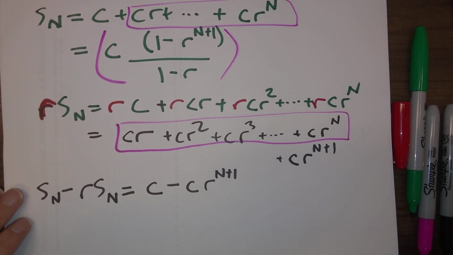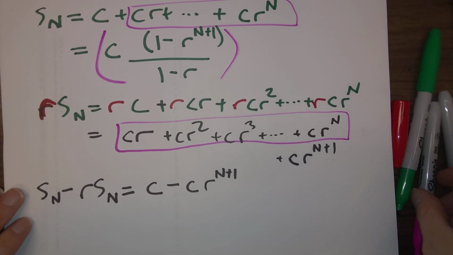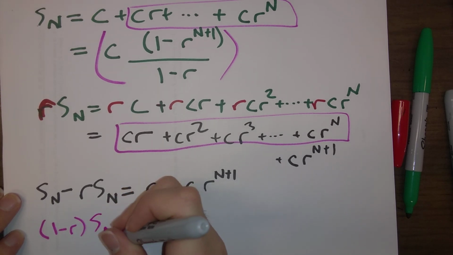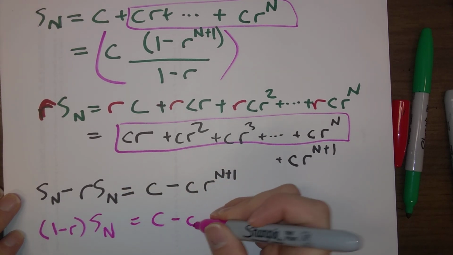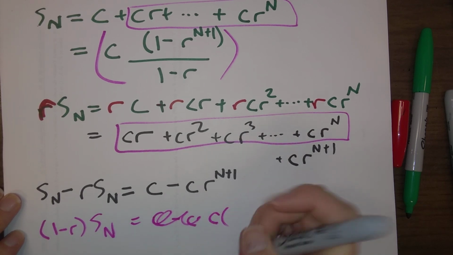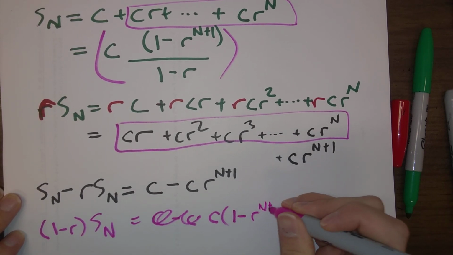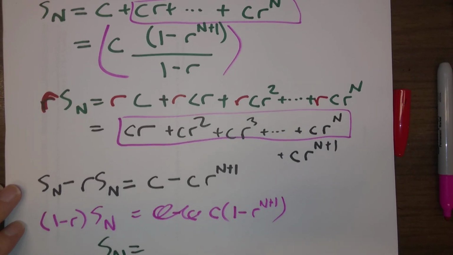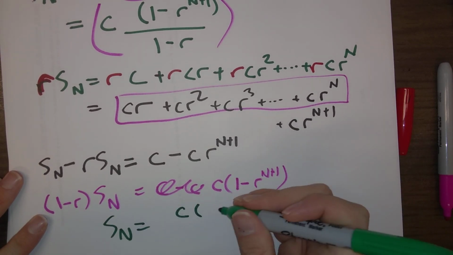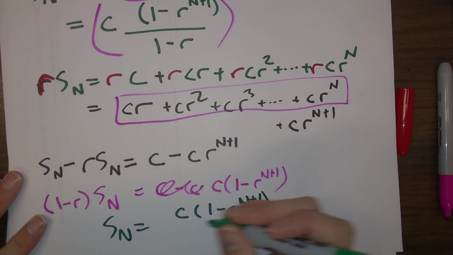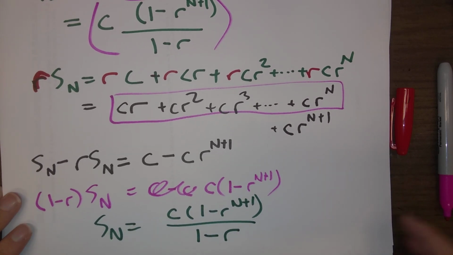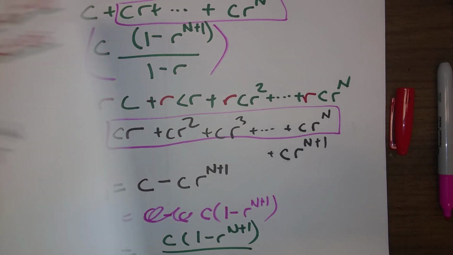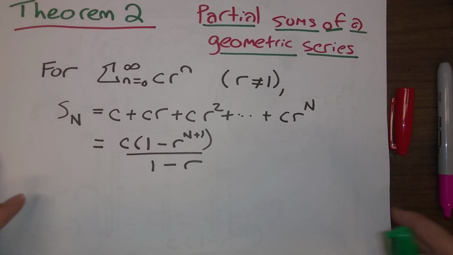Okay, so at this point, we are basically done, because the last thing we have to do is factor out a 1 minus R factor from over here, and then divide both sides. Well, I guess we can also factor out a factor of C over here. And so if we divide both sides by 1 minus R, we're left with Sn is C times 1 minus R to the n plus 1, all of that over 1 minus R, which is exactly the formula that we want. So this finishes off our proof of theorem 2.